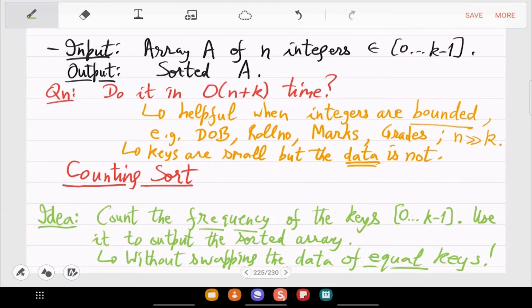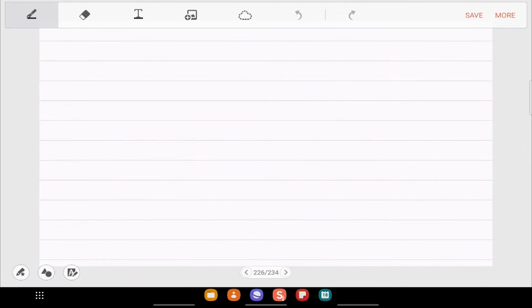What you want when you do this on a database is that if student 1 with marks 10 appears before student 2 with marks 10 in the database, then after sorting you want to maintain this order. Unnecessarily you don't want to swap student 1 with student 2, right? Because they have the same marks, so after you sort in the output, you keep that order. Without swapping the data of equal keys, you want to give the answer. You will understand that better when you see the dry run of this idea.